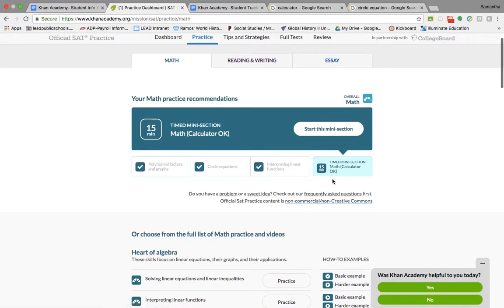So what's going to happen is you're going to come up here and you're going to do your timed mini section. For math, what you'll notice, it's either going to tell you calculator okay or no calculator. You need to make sure that you are following directions because there are going to be times when you may or may not be able to use your calculator. And it's also going to tell you the time. This mini section is always going to be 10 minutes.